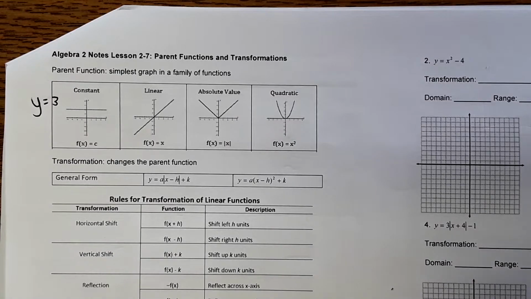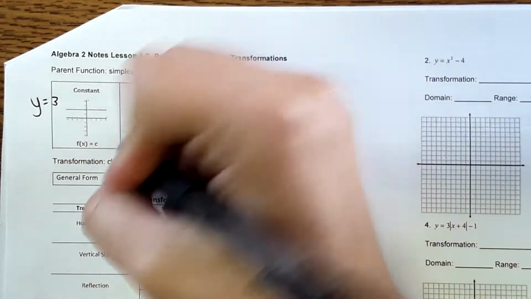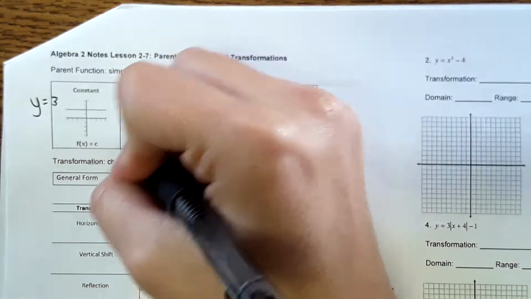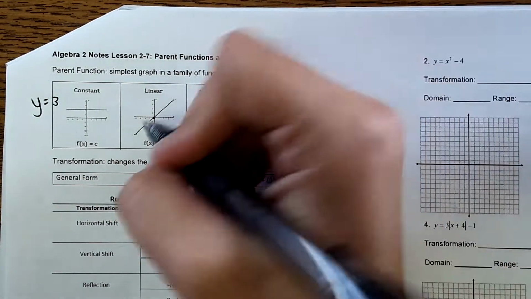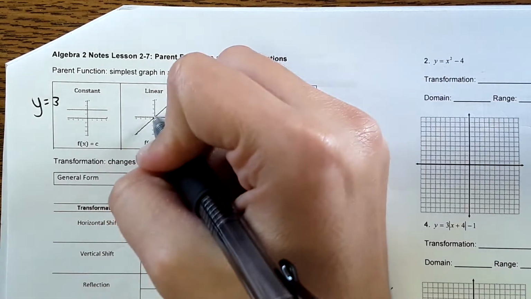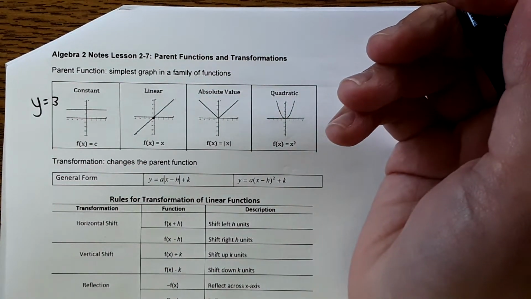Then linear means straight line, and the parent function for this, the OG, goes through 0. So this would be the parent function for linear. Linear just means straight line, but the parent function specifically goes through 0 and has a slope of 1.